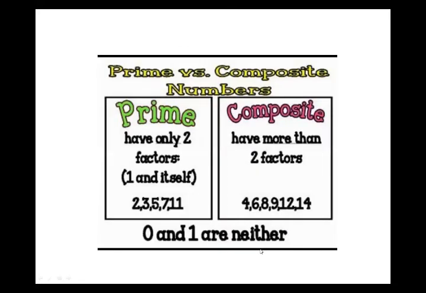Prime number and composite number: comparison between these two numbers. Prime numbers have only 2 divisors and composite numbers have more than 2 divisors.